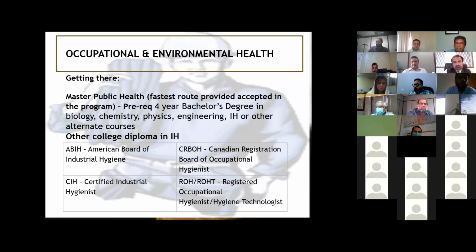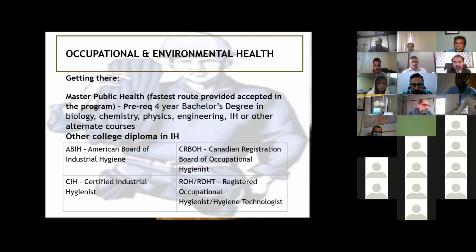ABIH is the American Board of Industrial Hygiene. When people are experienced in this field, they apply for that certification, and that is the ultimate certification in this field, CIH, Certified Industrial Hygienist. That's from America. In Canada, it's the CRBOH, and it gives you a registered occupational hygienist designation, which is equivalent. Mostly people like to have CIH because it's recognized worldwide.